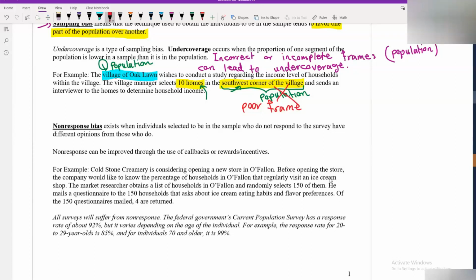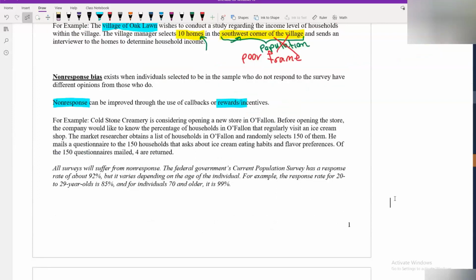In this case, we have non-response bias, and how we can improve that. Non-response can be improved through the use of callbacks or rewards incentives. So we can have rewards for that. We may say, okay, if you complete this survey, you will receive $1. Here, this one, for example, the data is for non-response.